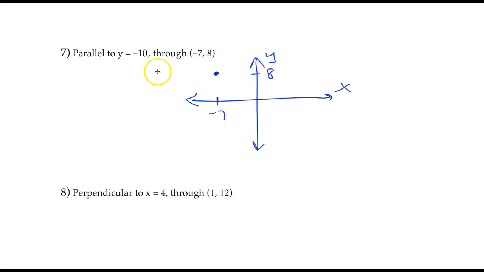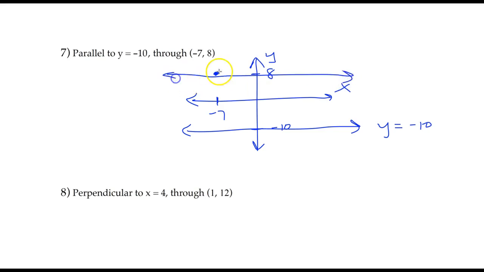If I want a line parallel to y equals -10, we know that y equals -10 is a horizontal line. To be parallel to it, the line must also be horizontal, so I would draw this line through this point. One thing you know about any point on a horizontal line is that all the y coordinates are the same. So the answer here would just be y equals 8.